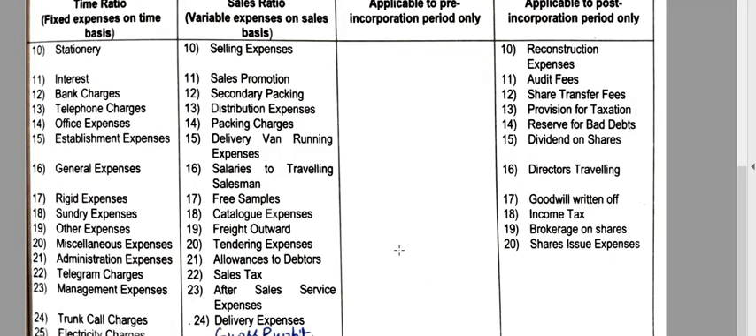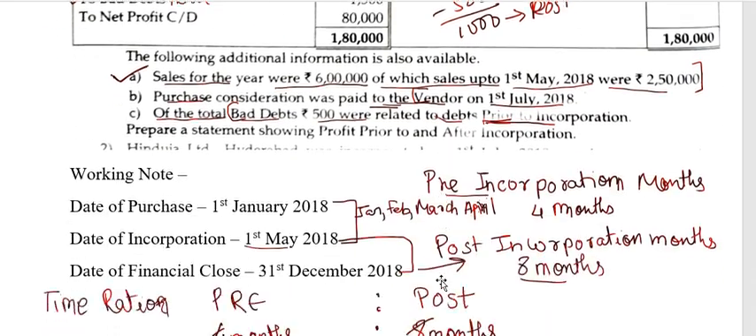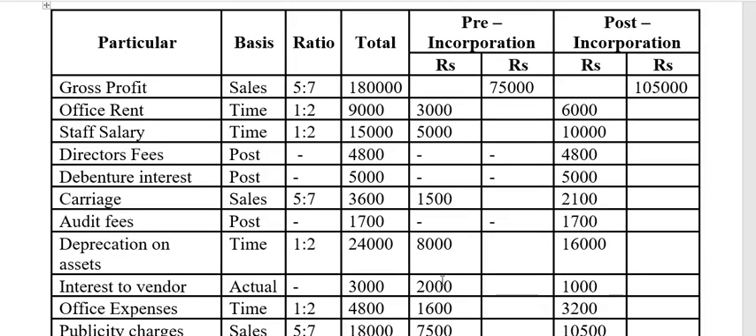So this chart is very important to study. In time ratio there are total 25 expenses, in sales ratio there are total 24, plus gross profit we have to distribute on the basis of sales ratio, and in post-incorporation there are 20 expenses, and in pre-incorporation there are 3 expenses. I hope you have understood how to solve the statement showing profit prior to incorporation.